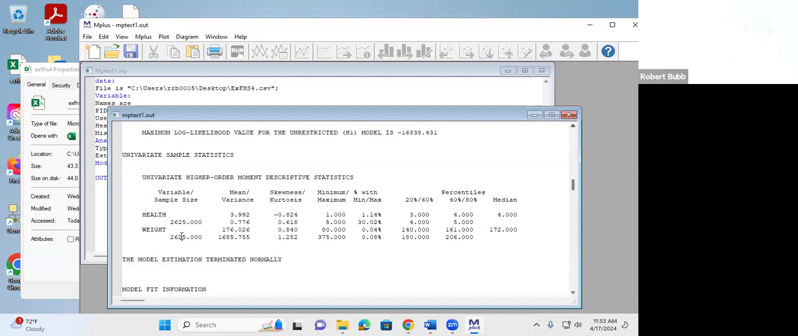Same thing with this next one. We have mean and variance. Again, for health, this first one is going to be your mean. The second one is going to be your variance. Now, of course, it gives you the variance, but doesn't give you the standard deviation. So how could we get our standard deviation from that value?